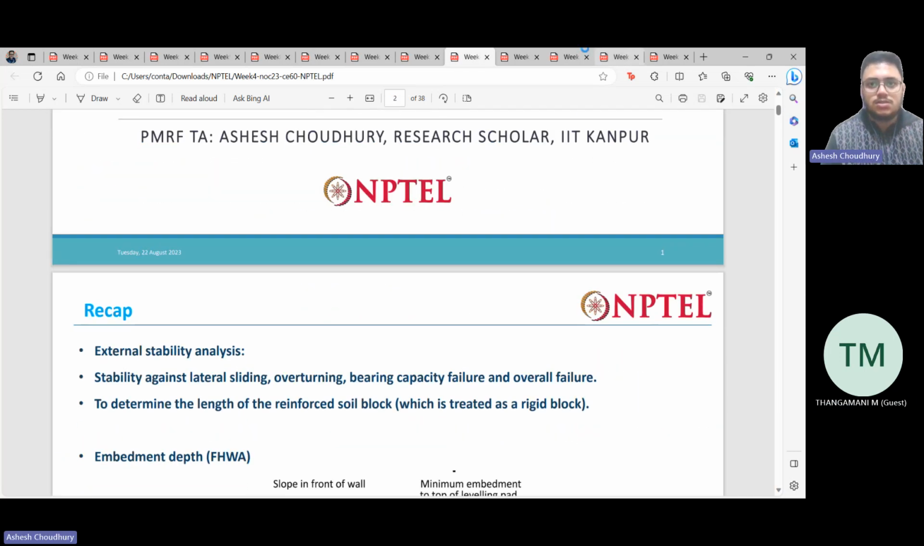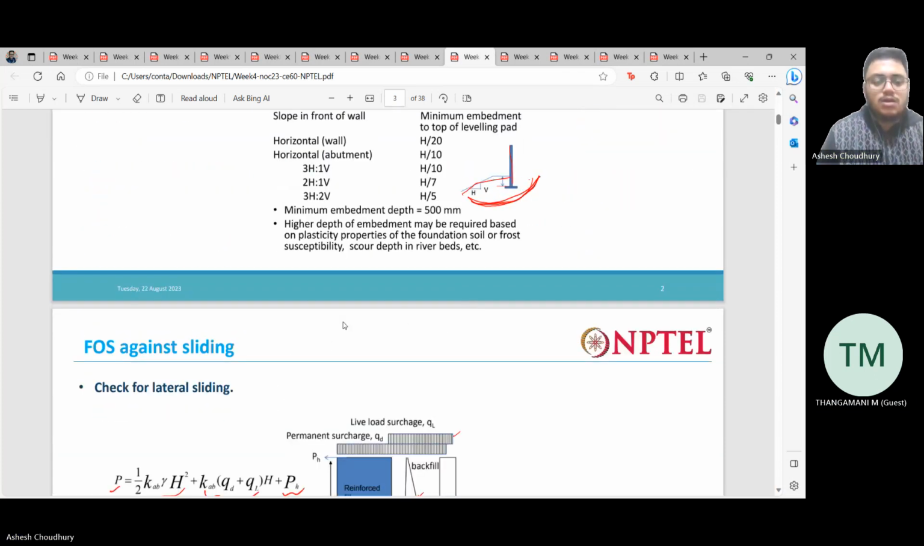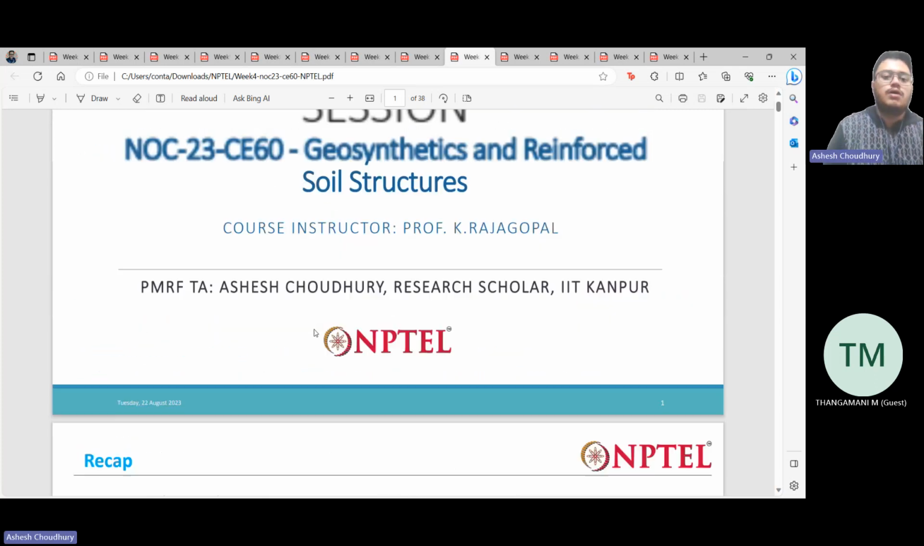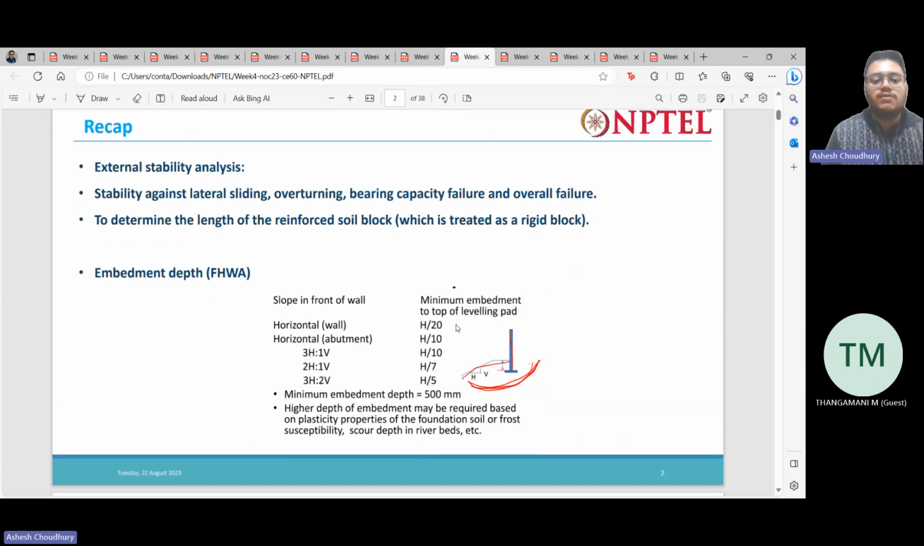Okay, so this one is the fourth week. In the fourth week, we actually started to design how to design a reinforced soil wall. To design a reinforced soil wall, there are some stabilities that we need to ensure. So what are the stabilities? One is the external stability and the other is the internal stability. For external stability, what are the main stabilities that we need to ensure? Those are the sliding stability, overturning stability, bearing capacity check, and the overall failure.